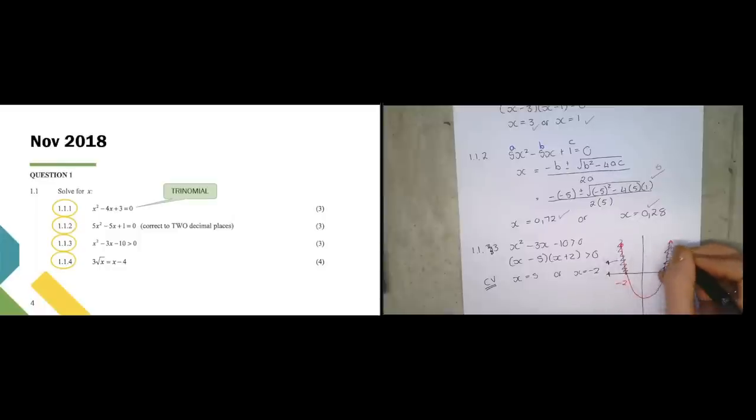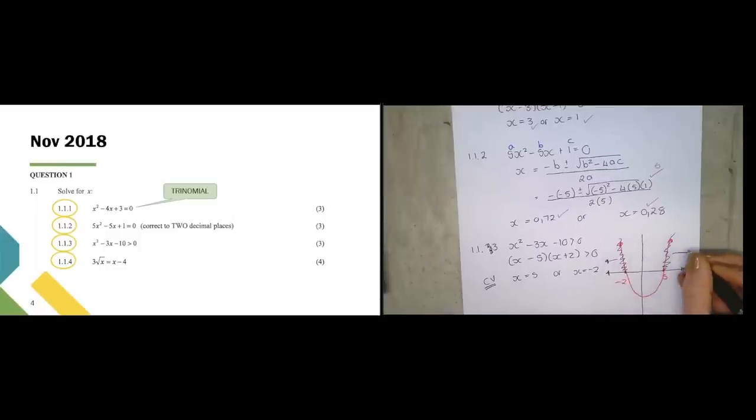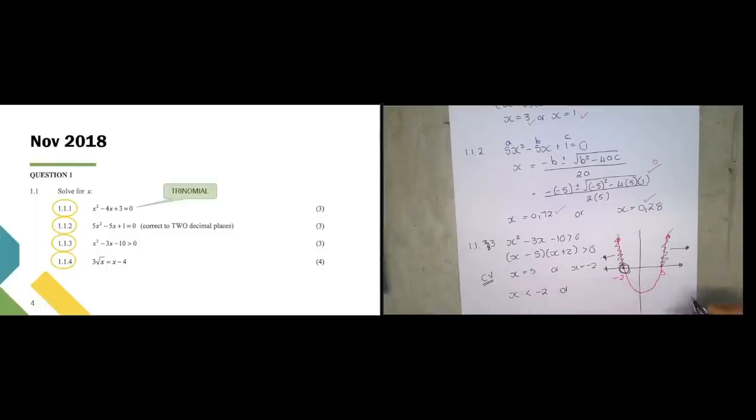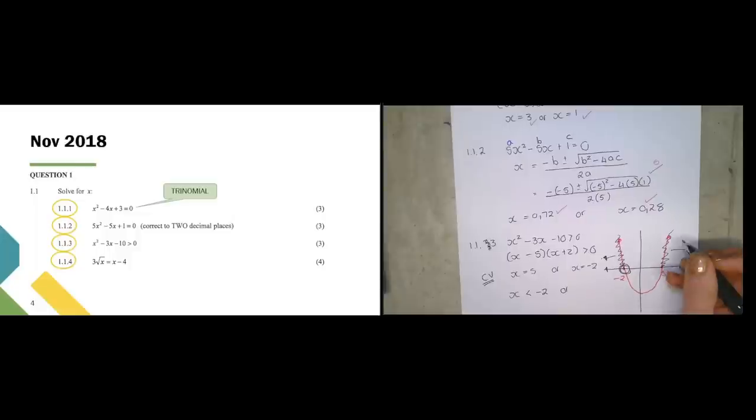So I'm looking for the arm above the x-axis on the left and the arm above the x-axis on the right. So how do I now write down my answers? It is all the x's smaller than which value? Negative 2. So it's the x's smaller than negative 2. Very important, or. We never use and with this question. It is or. Or, because they are separate.